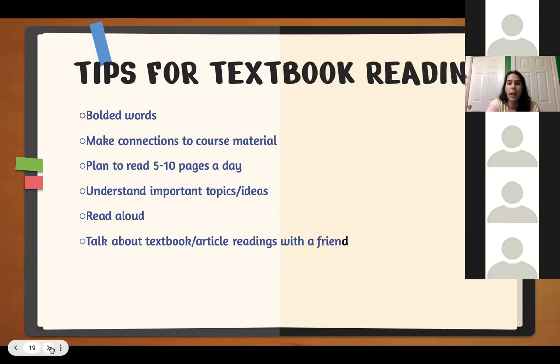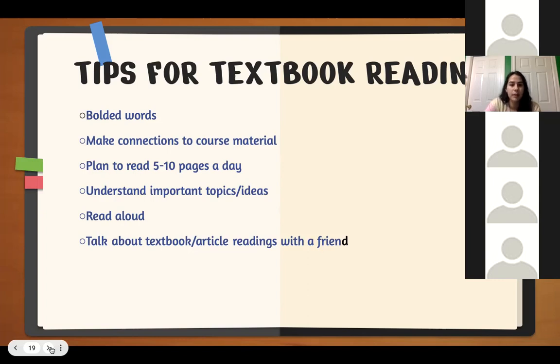Next, plan to read 10 pages a day. This will prevent you from overwhelming yourself at the end of the semester and having all your readings piled up at the end. Next would be to read aloud or talk about your textbook readings with your friends. Lastly, I know a lot of people leave readings to the last minute. So if you're overwhelmed, try to split the textbook readings with a friend.